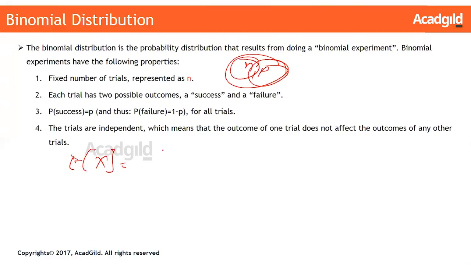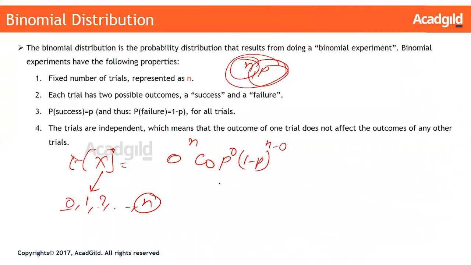Say if we have n trials, what is my sample space over here? It can be 0 success, 1 success, 2 success, till n success. My random variable x can take value 0, 1, 2, dot, dot, dot, till n. What's the probability of getting a 0? Probability of getting a 0 is nC0 times p raised to 0 times 1 minus p raised to n minus 0. Plus, what's the probability of getting a 1?